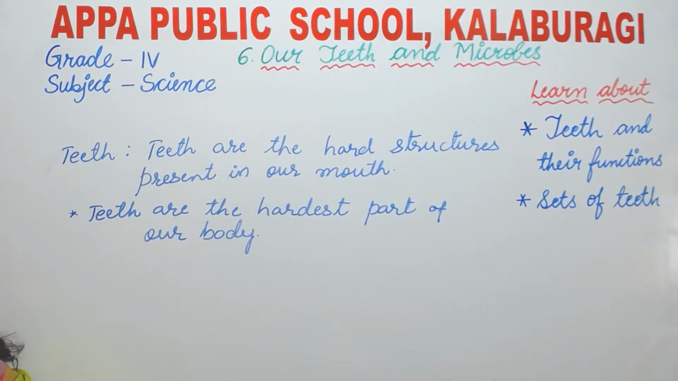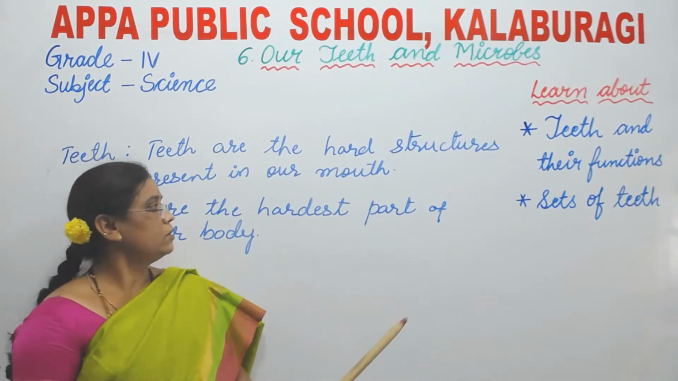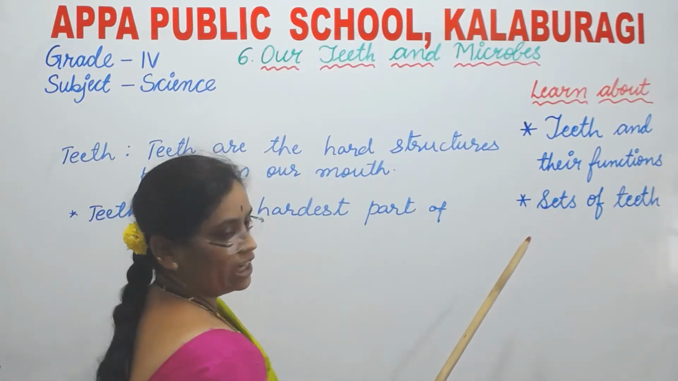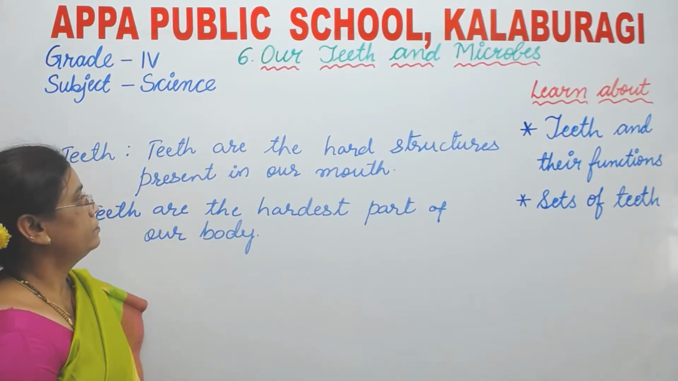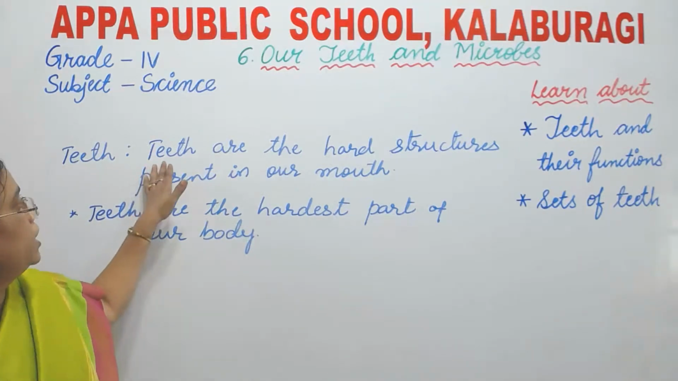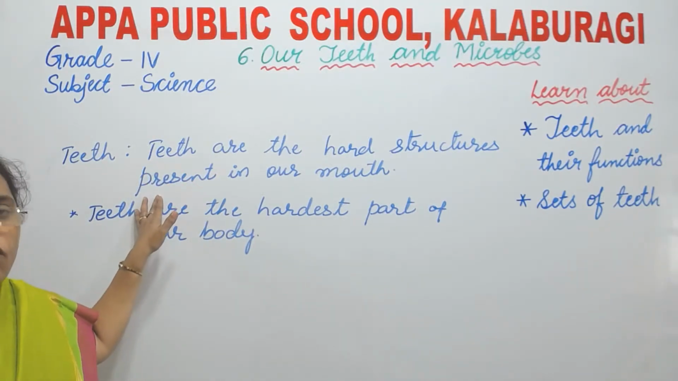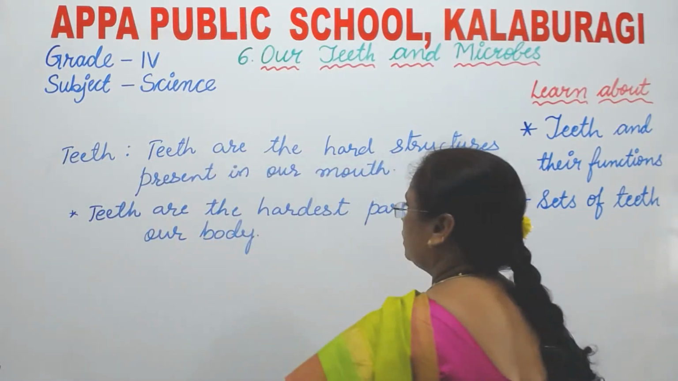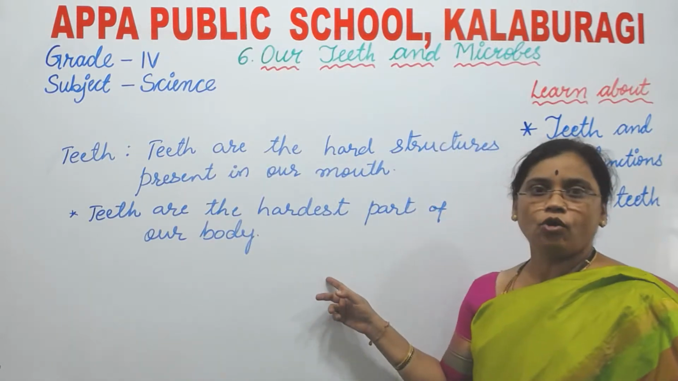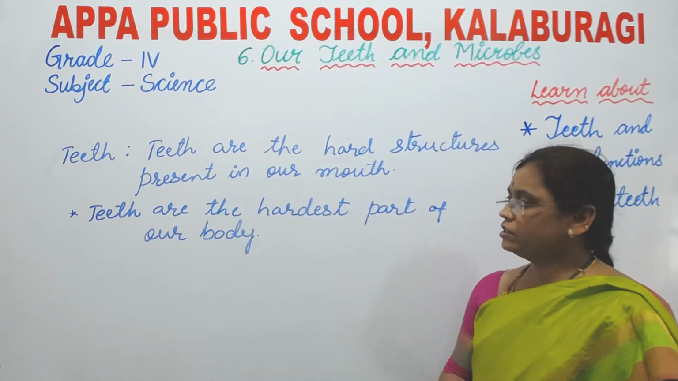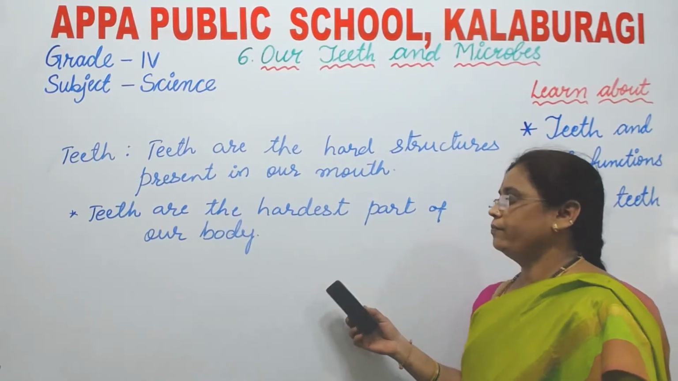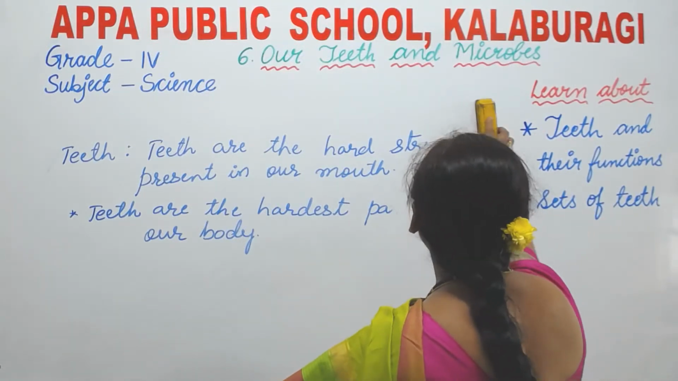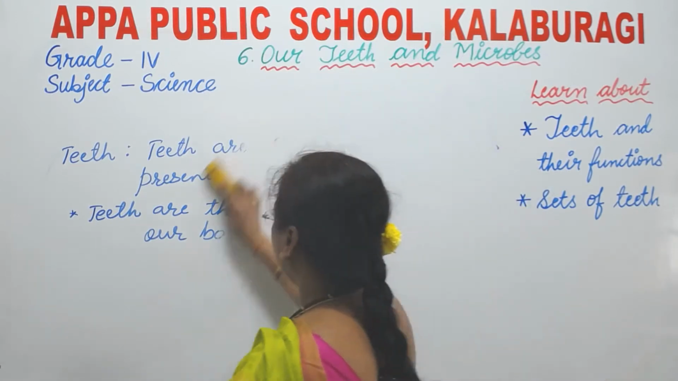Then, let us study about the functions of teeth. About the structure, the teeth are the hard structures present in our mouth, and teeth are the hardest part of our body. They are embedded in our jaws. We have two jaws, upper jaw, lower jaw. So let's study about the functions of teeth.